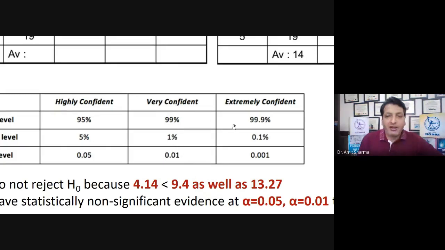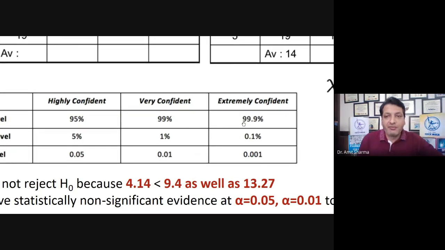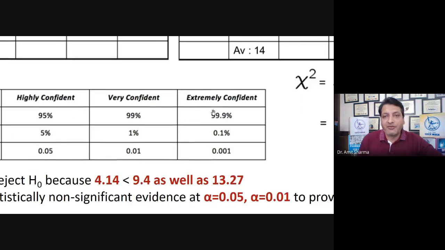0.01. But I have given you the example of clinical trials, that most clinical trials will be conducted at a confidence interval of 99.9%. So the chances of error there will be 0.1%, and the cutoff point for their study will be very small, 0.001. So this will be taken as extremely confident.